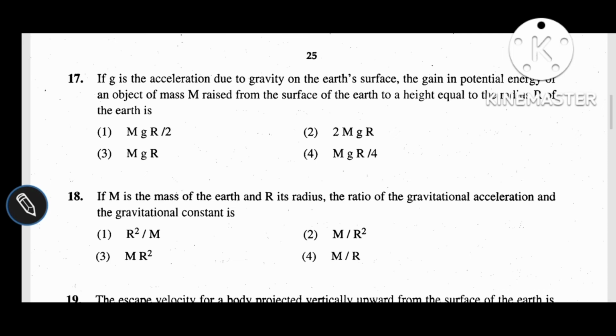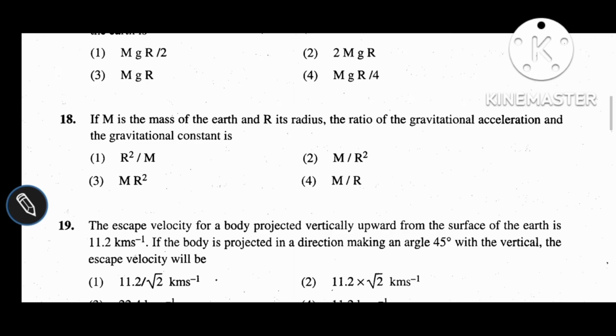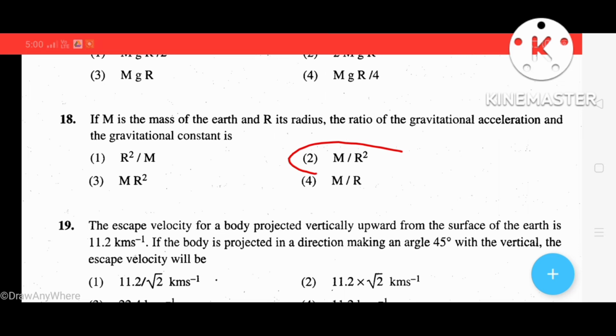Next one, if M is the mass of the Earth and R is its radius, the ratio of gravitational acceleration and the gravitational constant. So to solve this one, we are going to use the gravitational force value here. F is equal to G M m2 divided by R square, and we are going to obtain the ratio of g by G is equal to M divided by R square. Okay. 18th one, the ratio of g by G is equal to M divided by R square, which is given in the second option.